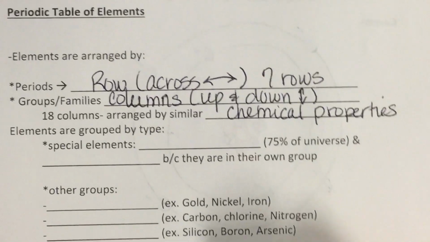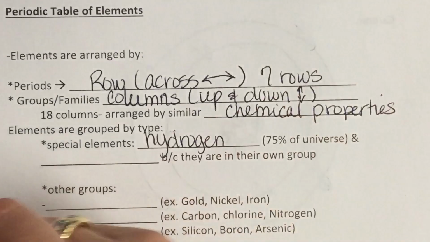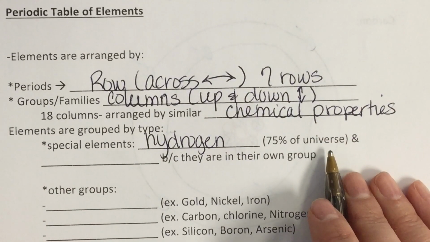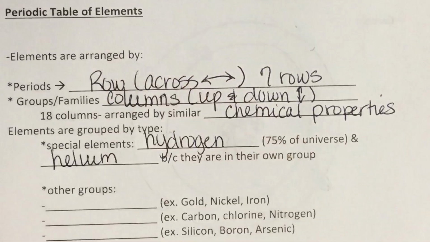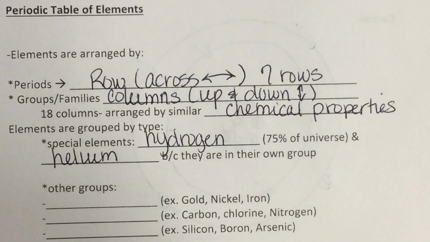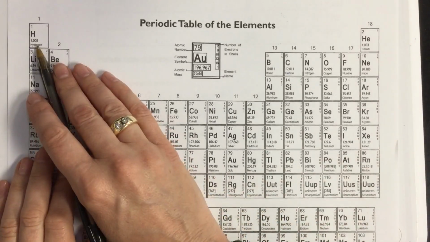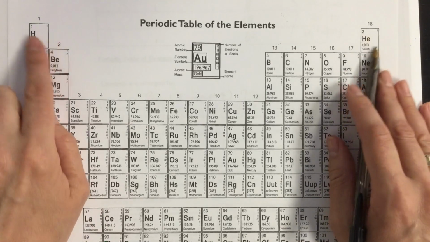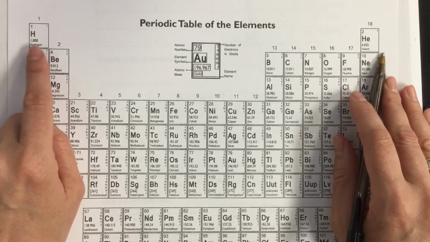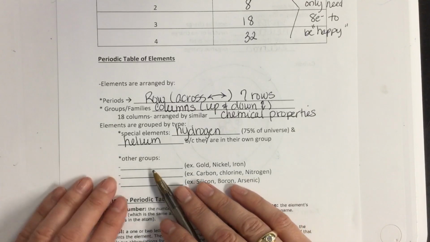So special elements here are hydrogen, which is 75% of the universe, and helium, because they have their own groups. That's why they're considered special. So let me just show you here. So here is hydrogen all on its own, number 1. Here is helium, number 2. They are their own little special groups. And hopefully you noticed they had their own color when you looked at your color periodic table for the quick write. Okay, then we have other groups.